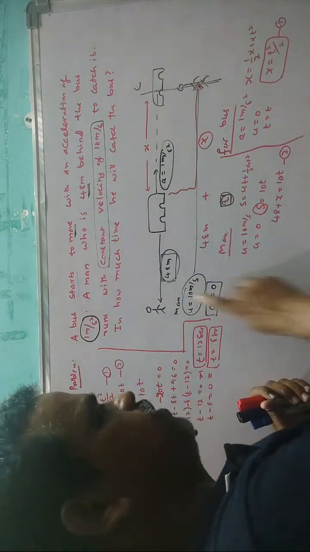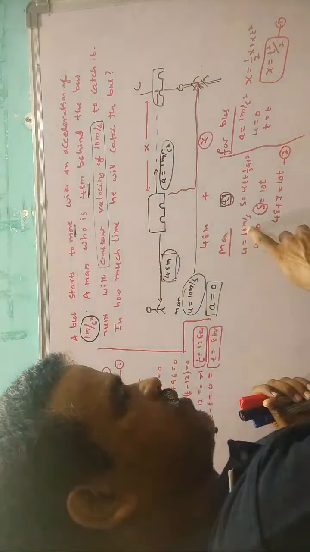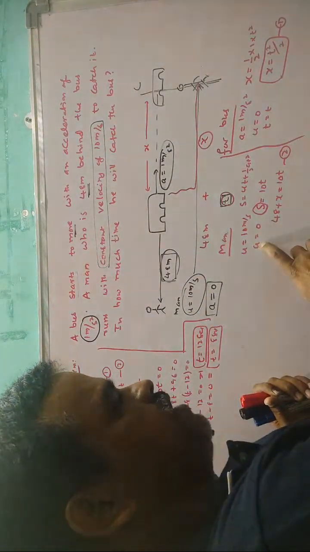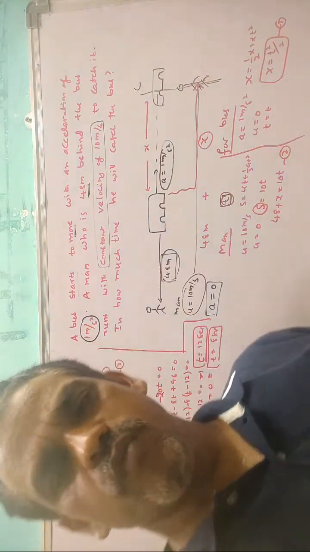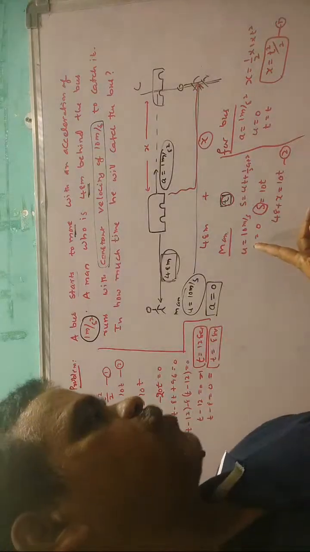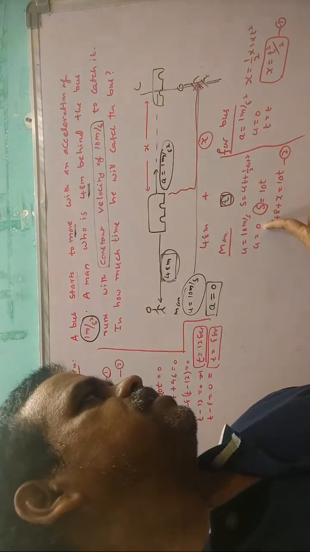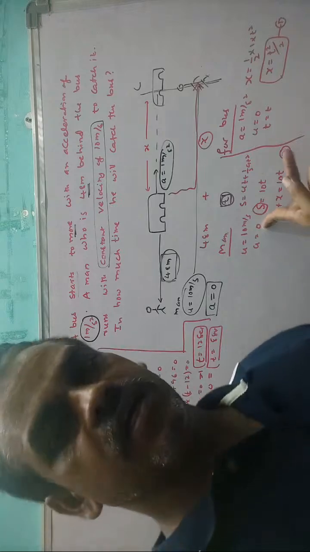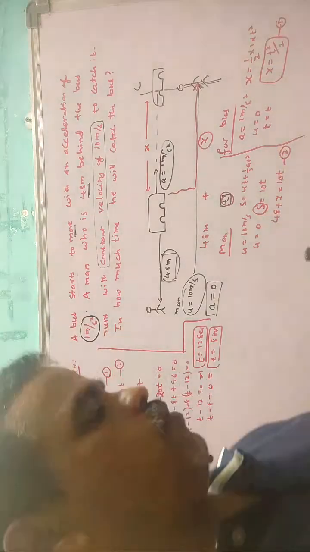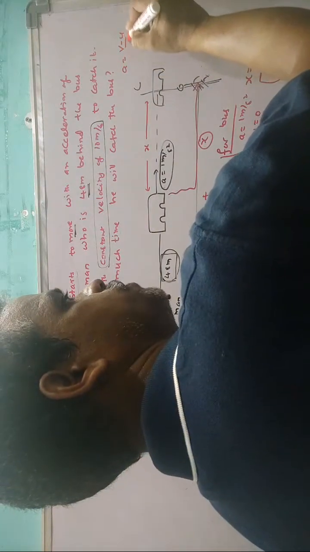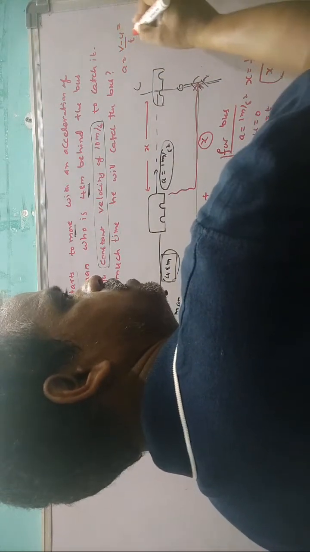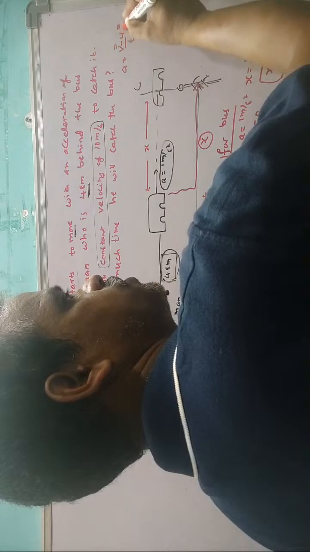For the man, he is moving with uniform velocity, equal to 10 meters per second. Anything which is moving with uniform velocity, we have to take acceleration equal to 0. Why are we taking acceleration equal to 0? a equals v minus u by t. Initial velocity equals final velocity, then v minus u equals 0. So acceleration is 0 here.